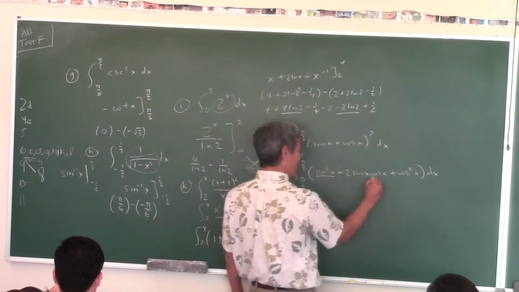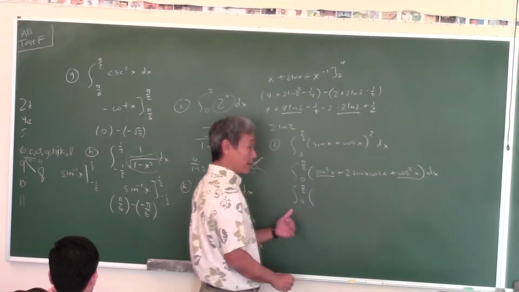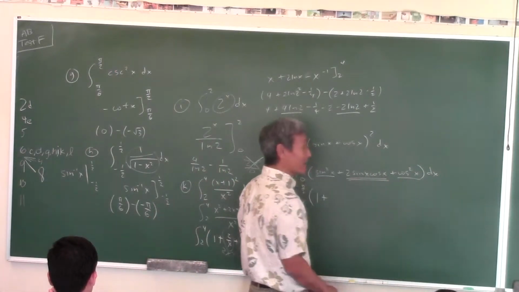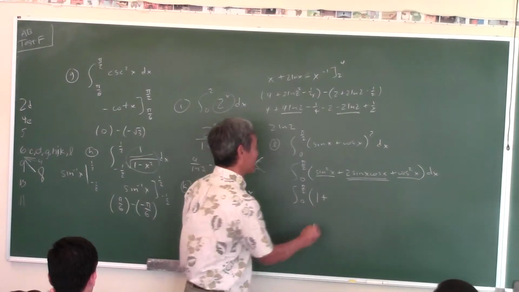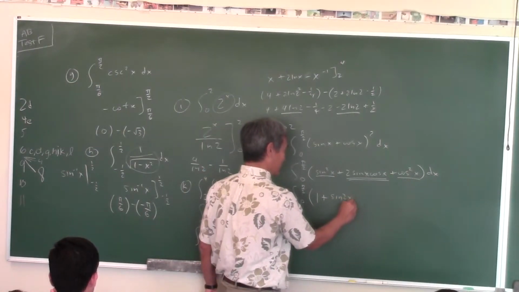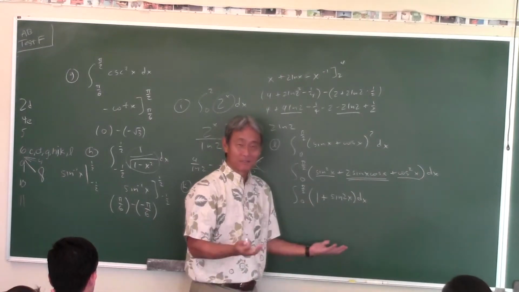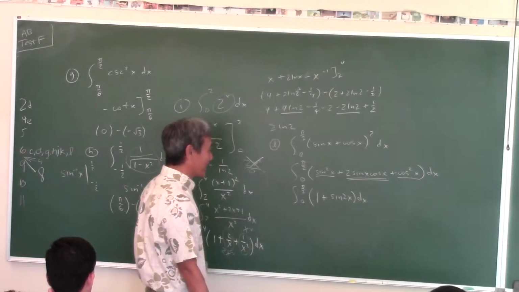Okay, sine squared x plus cosine squared x: use the identity, that's 1. And then 2 sine x cosine x: use the identity, that's sine 2x. So what's the difference if that's a 1 plus or a 1 minus? Come on, it's a matter of the negative sign.